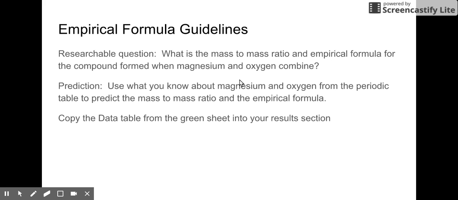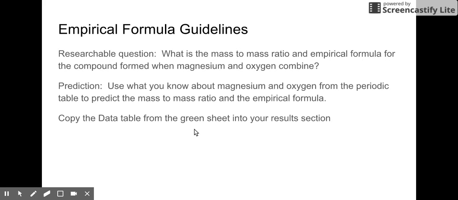Then take a minute and create a data table. You can just copy the one straight from the bottom of the green sheet into your results section. Now, that's not the only thing that's going to go into your results section, but that's a great place to start, and you can paraphrase it and make it make sense to you.